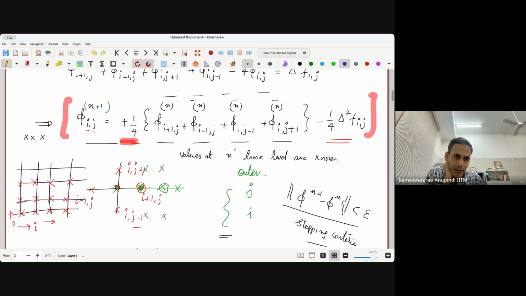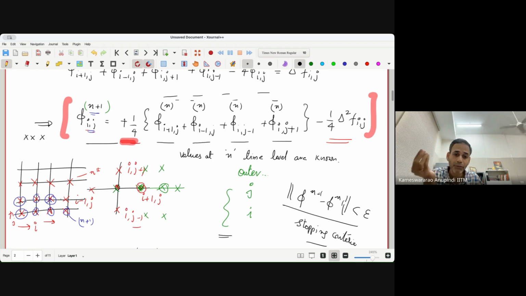When you want to calculate phi ij at n plus 1, say at this point, we realize that we have already calculated phi at the n plus 1 time level for all these blue circle points. The remaining points I have not yet calculated. The blue circle points are at the n plus 1 time level, and the red cross values are at the nth time level. Using the nth time level values, we have calculated n plus 1 iteration values.